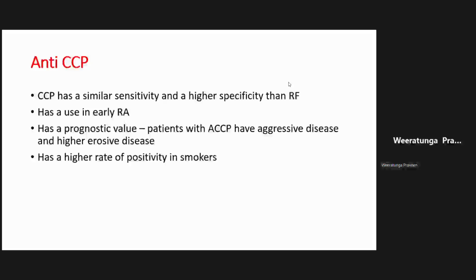Again, the important MCQ points: anti-CCP has a higher rate of positivity in smokers, and it has a very good prognostic value, right? If you have a higher titer of anti-CCP, that means they have more aggressive and erosive disease. So that is very important to remember. Their disease is more aggressive and erosive if they have positive anti-CCP.